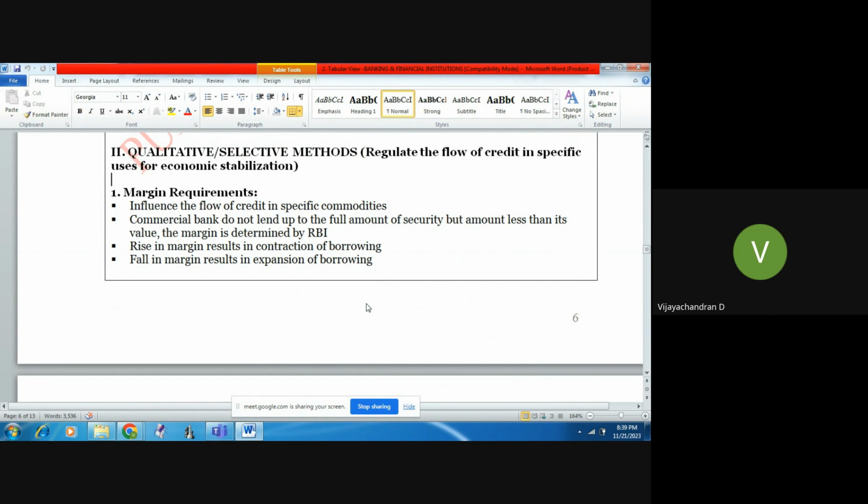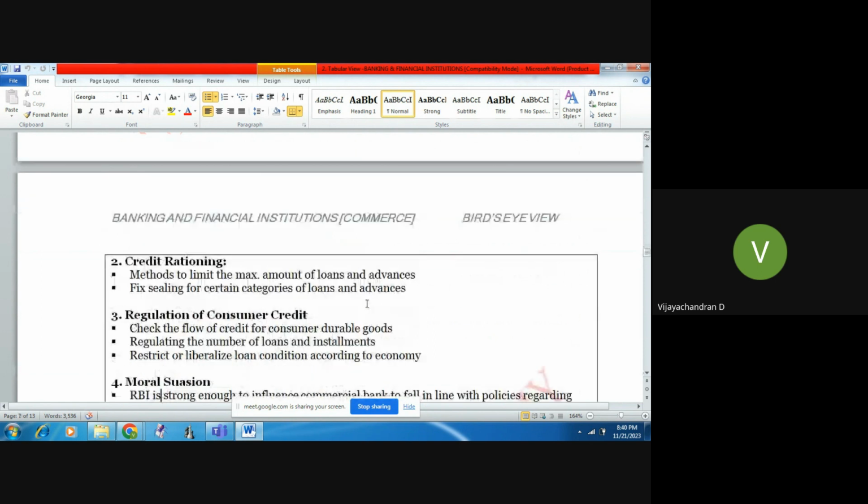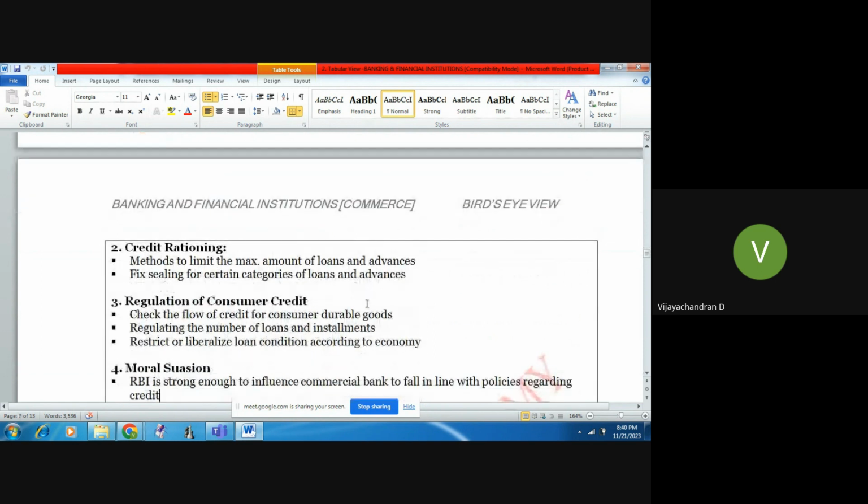So, margin requirement: how much margin is required? Suppose you are giving collateral security of 100 rupees, they will keep some margin, so they vary the margin. During inflation, the margin will be more. During deflation, the margin will be much lesser. So with the collateral security, how much are you getting? Credit rationing: the ratio, the proportion.